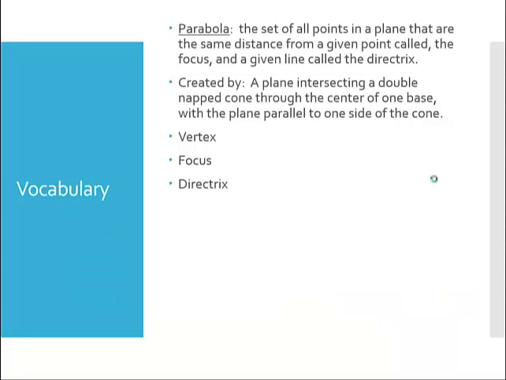Now the parabola is the set of all points in a plane that are the same distance from a given point called the focus and a given line called the directrix. It's created by a plane intersecting a double nap cone through the center of one base with the plane parallel to the other side of the cone, which I discussed on the previous slide. So vertex, focus, and directrix are very important vocabulary words.